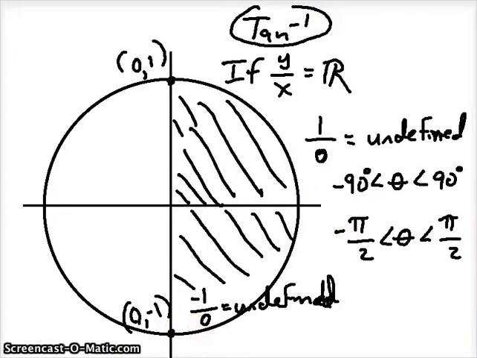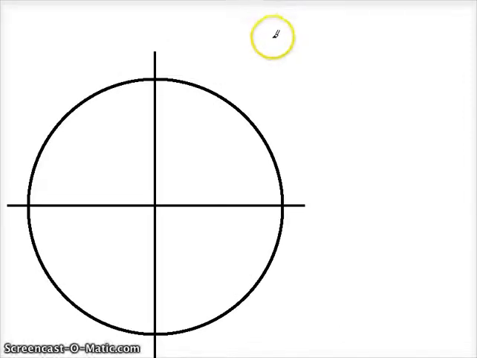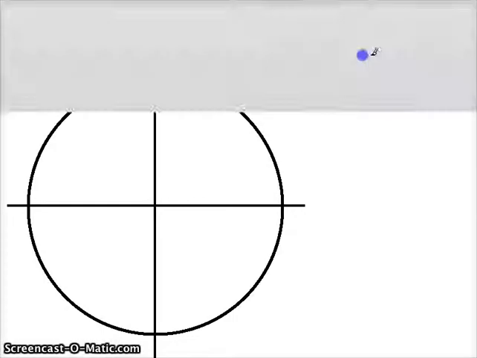Alright, so let's do some examples, see how we can apply this knowledge now. Let's try and find the inverse sine of the square root of 3 over 2.